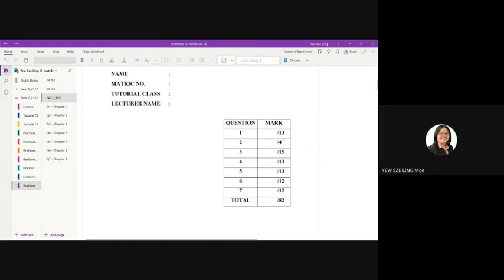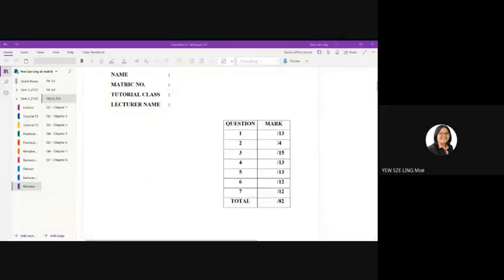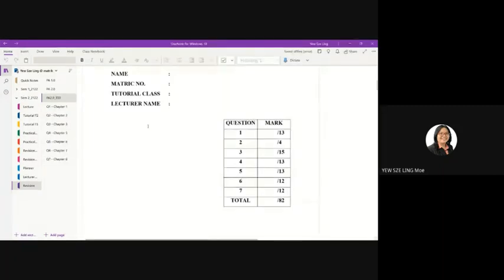There are some changes to your exam. Previously you had 10 questions, and all together it was 100 marks. This time you will have 10 questions, all together 80 marks. So, the allocation of the marks for each question is as follows.